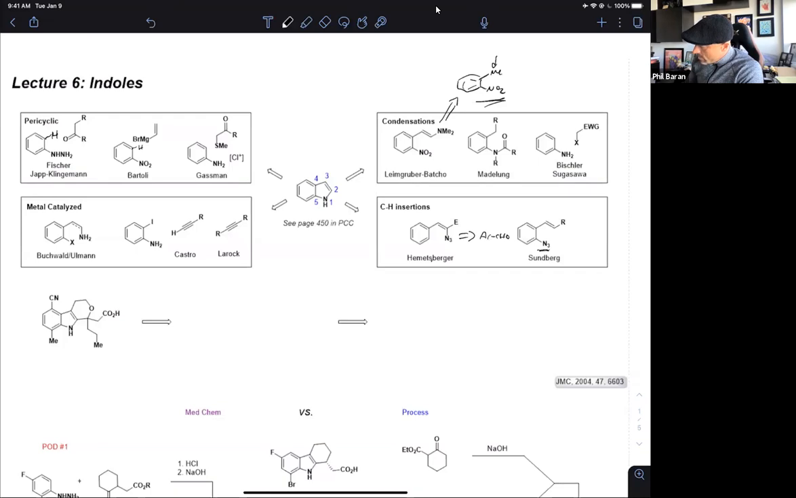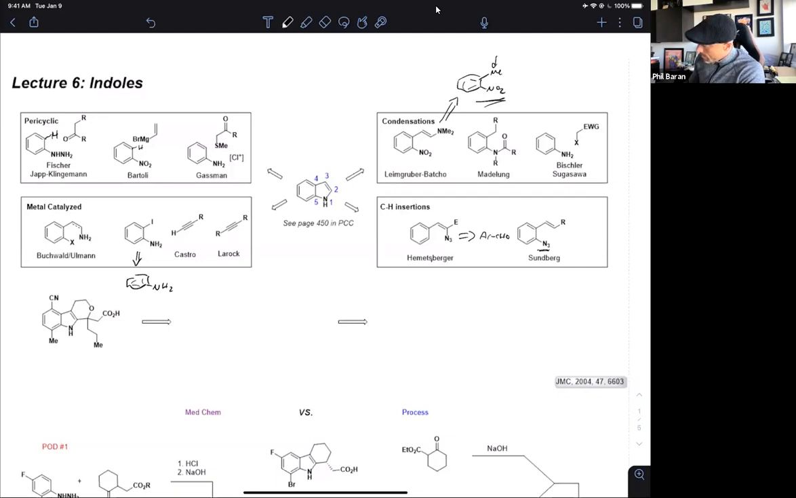And finally, one of the most popular ways of making indoles is, of course, using Larock, Heck, Castro-type reactions, wherein an ortho-haloaniline is reacted with an alkyne. And these ortho-haloanilines can be accessed, of course, from the corresponding aniline. And there are a lot of ways of doing ortho-iodination or ortho-halogenation of those, either through conditions which are accentuated towards electrophilic aromatic substitution in the ortho position, or through directed metallation type strategies.